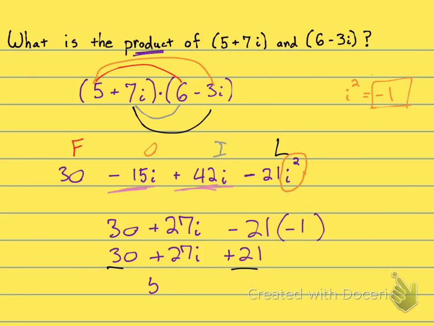And now I have 51 plus 27i, which is a complex number, just like the two that you started with.